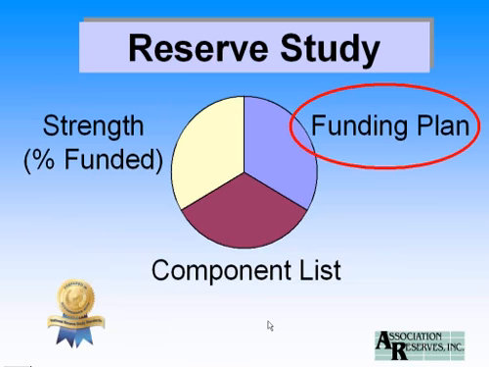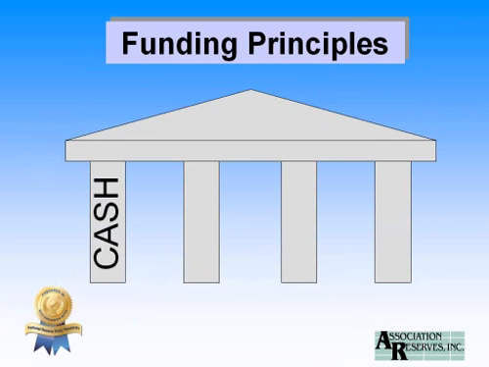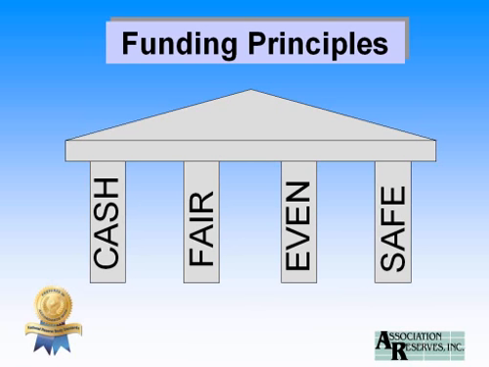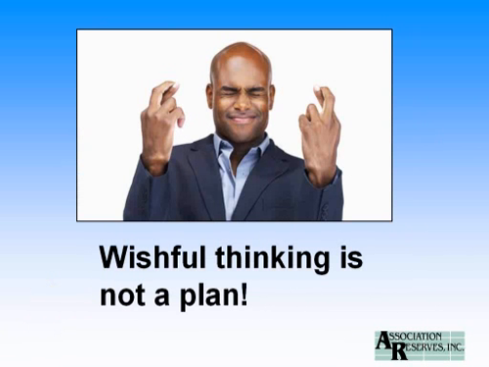Now, I think you're ready to shift to the second set of computations, calculating the reserve funding plan. National Reserve Study standards require every funding plan be based on 4 principles: providing sufficient cash for the needs of the association, creating a funding plan that's stable and fair through the years, one that's evenly distributed across the ownership base, current owners and future owners, and a plan that's fiscally safe and responsible. So let me say this right up front. A plan based on wishful thinking is not a plan.